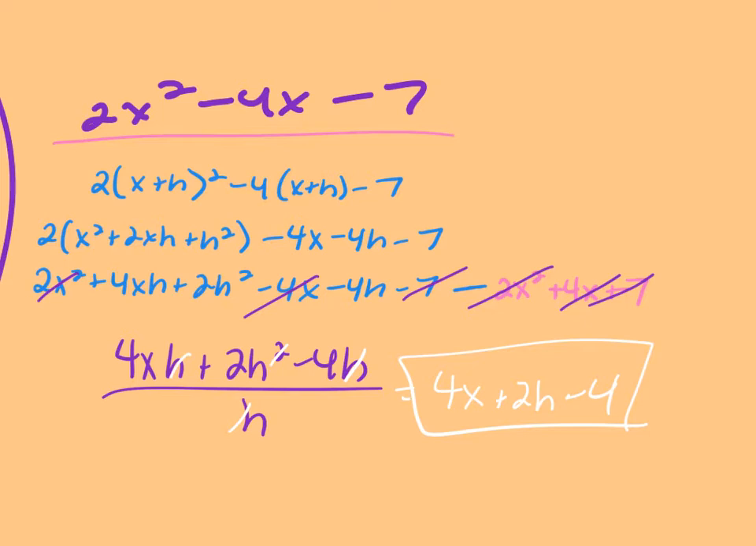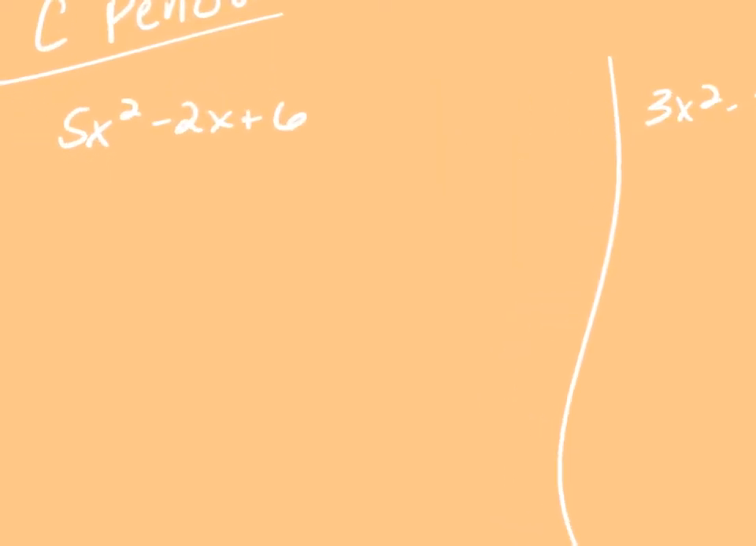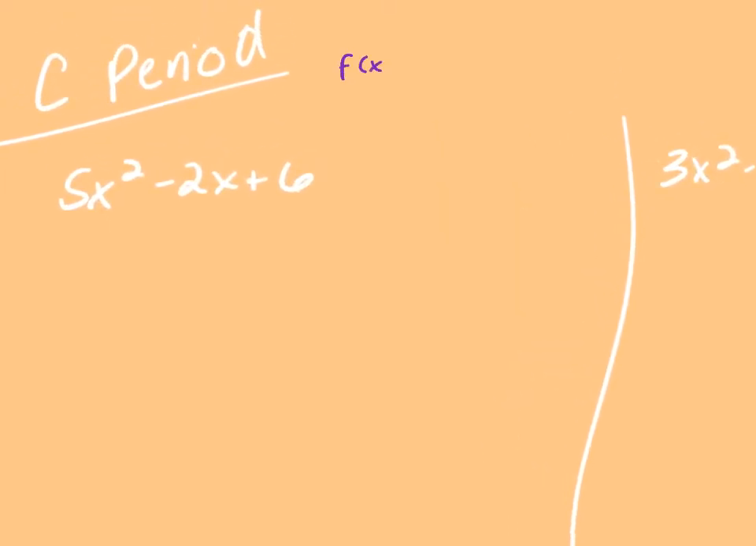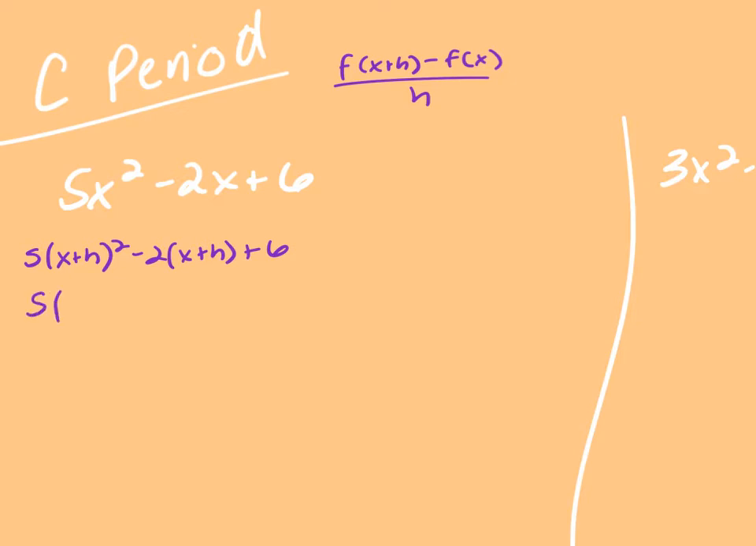There's that version. Okay, here's part C's difference quotient. So remember again, f of x plus h minus f of x over h. First thing I'm going to do is plug in that x plus h. Expand and FOIL it out. So 5x squared plus 2xh plus h squared. Distribute that negative 2. Distribute the 5.